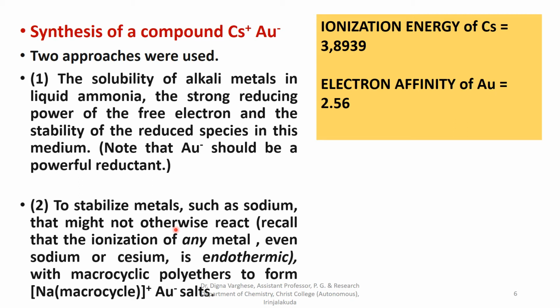We know the ionization energy of cesium is 389.39 and the electron affinity of gold is 2.56. That is very close to the value of iodine. For iodine it is about 2.66.